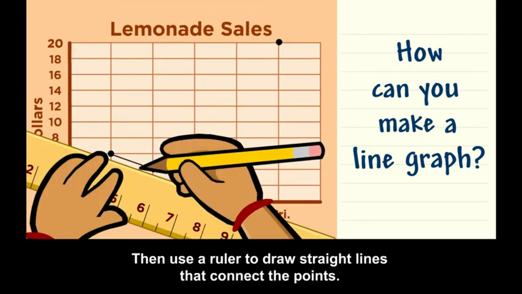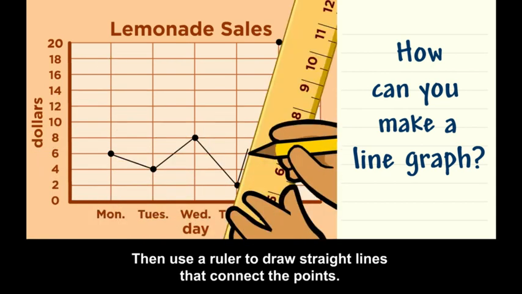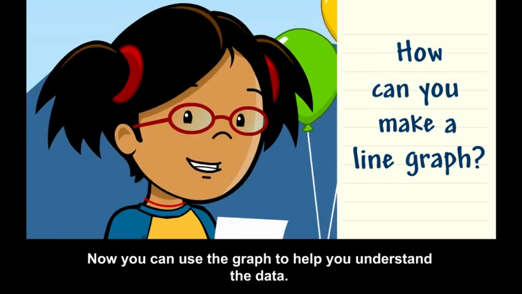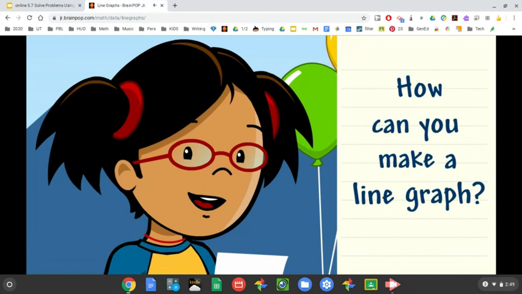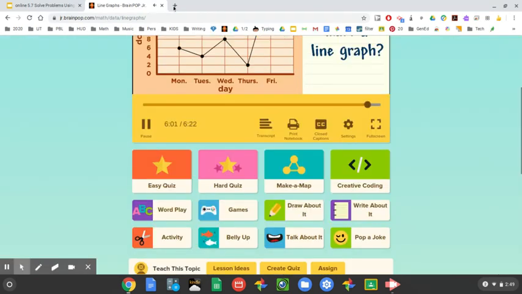Then use a ruler to draw straight lines that connect the points. Now you can use the graph to help you understand the data. You sold the least on Thursday.